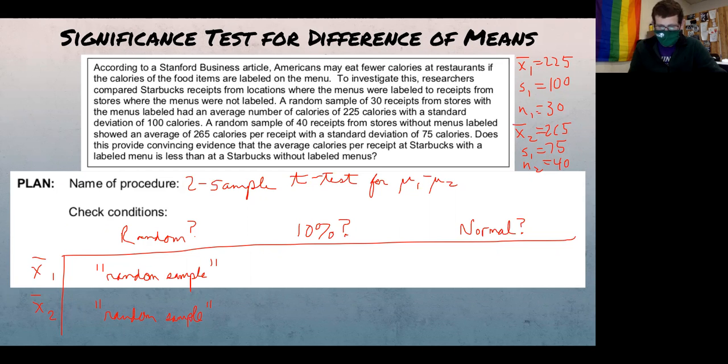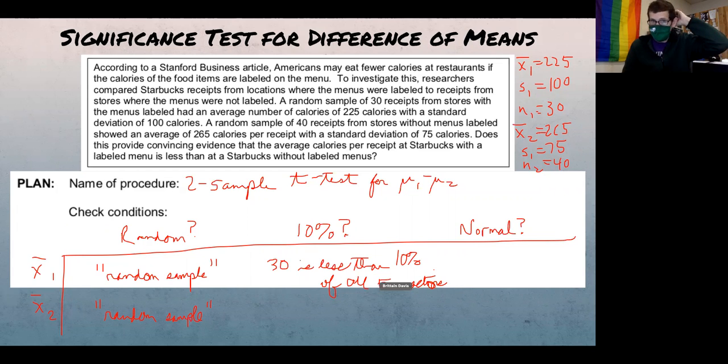So you could write this a number of different ways. Just make sure you don't just put a check mark here. And I know I do that sometimes. That's whenever I'm trying to emphasize something else. But in the real thing, I would want to say 30 is less than 10% of all transactions at stores with menus labeled. And then the same thing for 40. And you don't have to say it this way, just make sure you're not just putting a check mark.